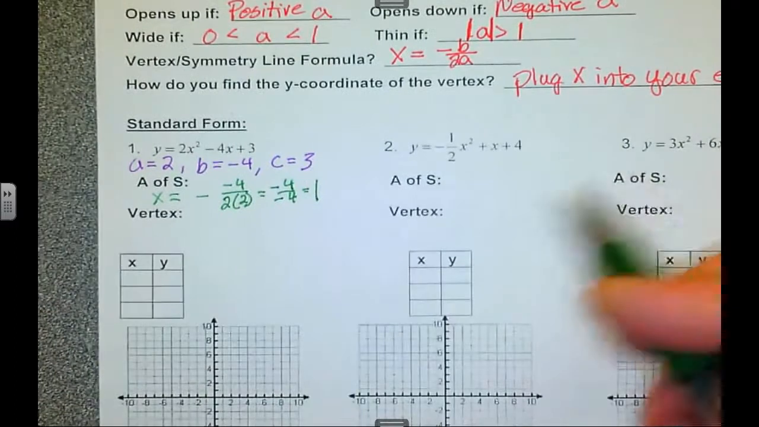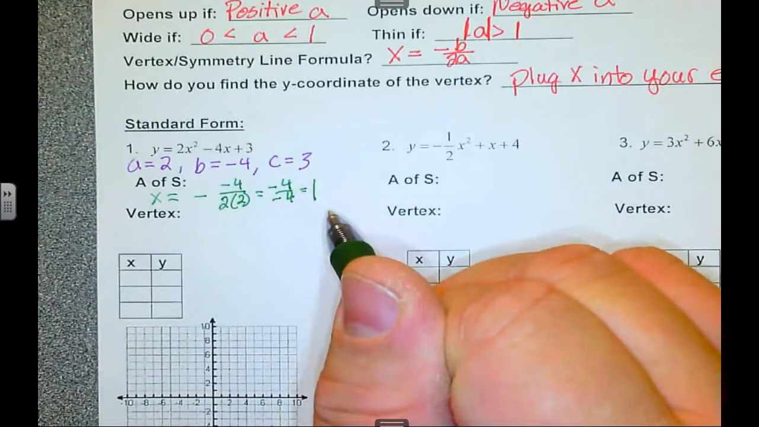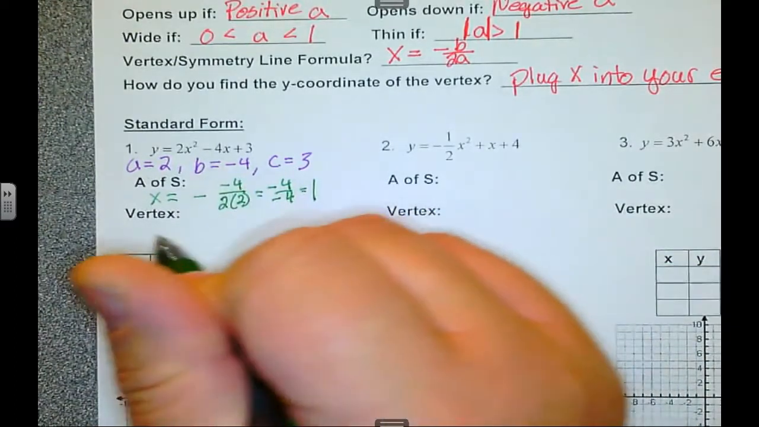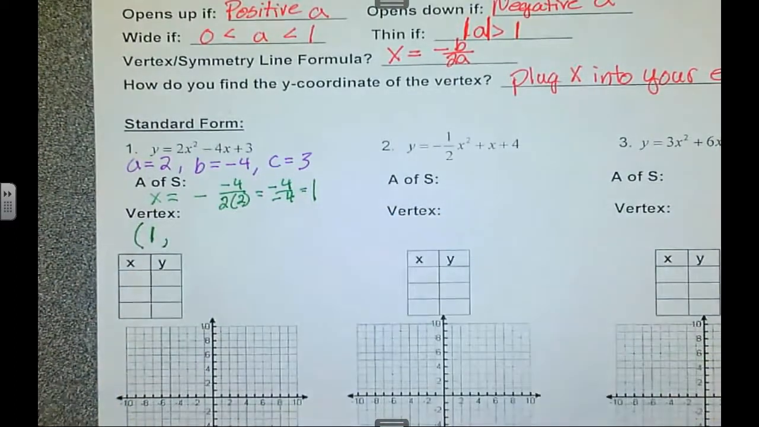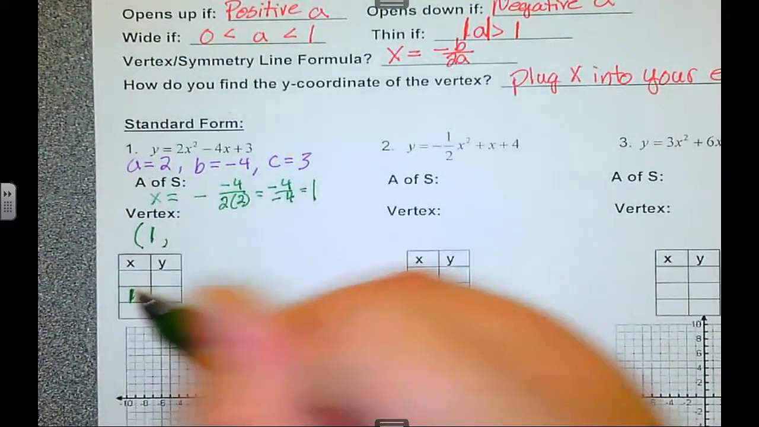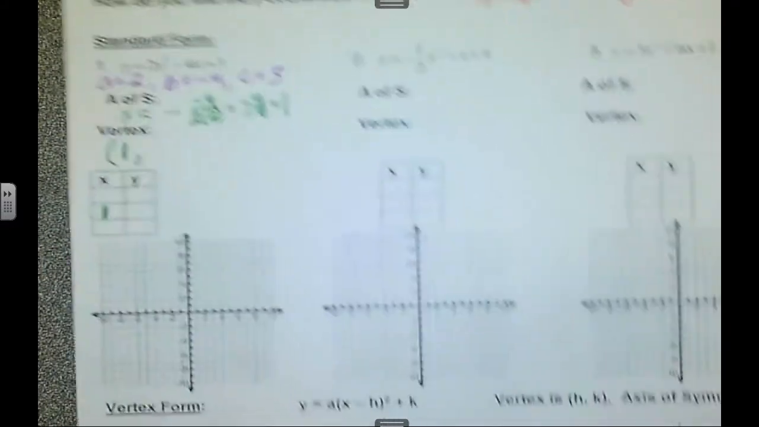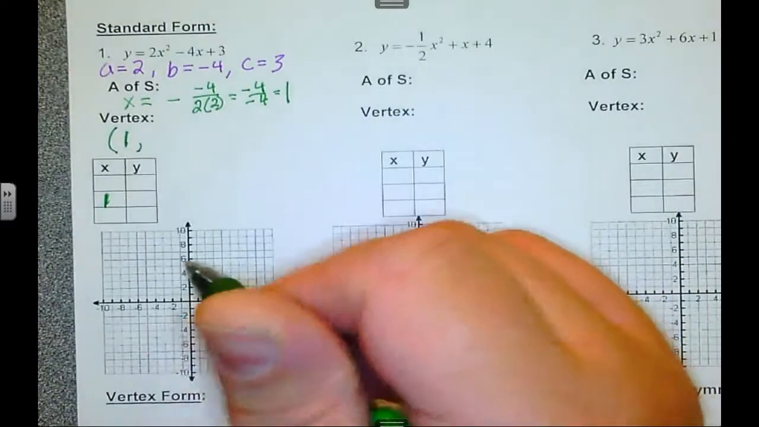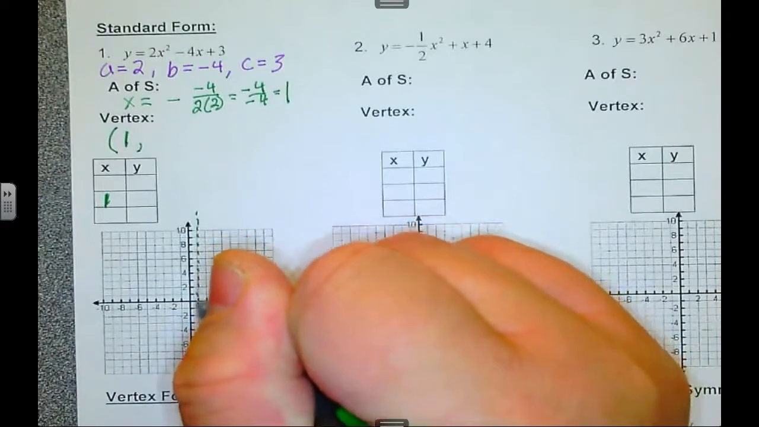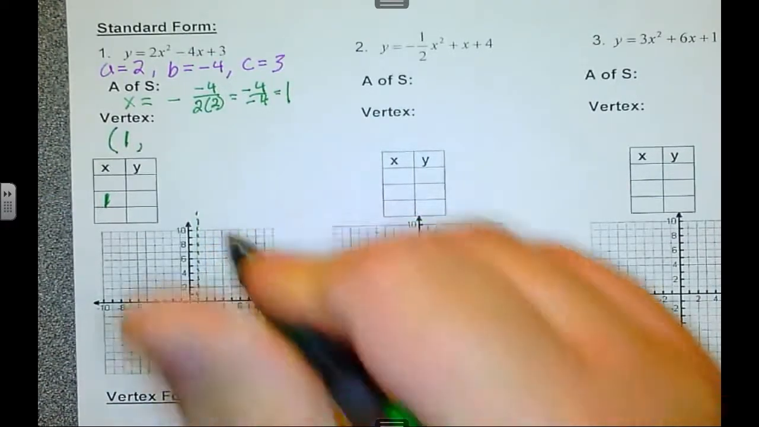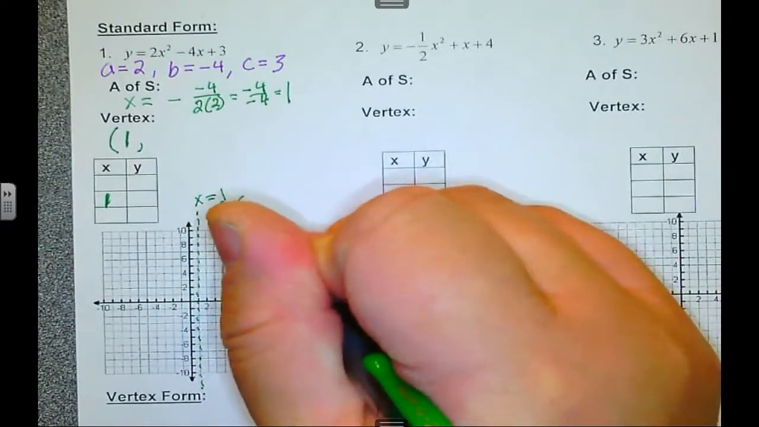By the way, your axis of symmetry is always the x value of the vertex. So I know that my x value is 1. I'm going to put that as my middle point because I need at least 3 points to draw a parabola. So my axis of symmetry here is x equals 1.